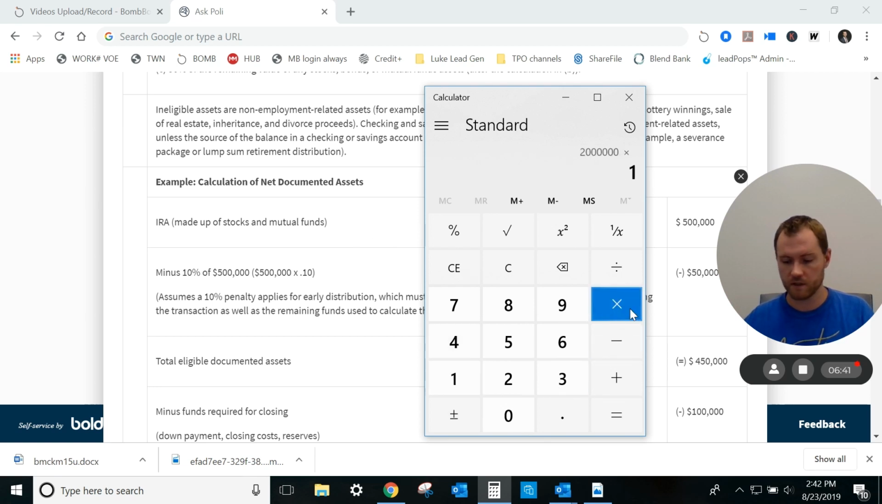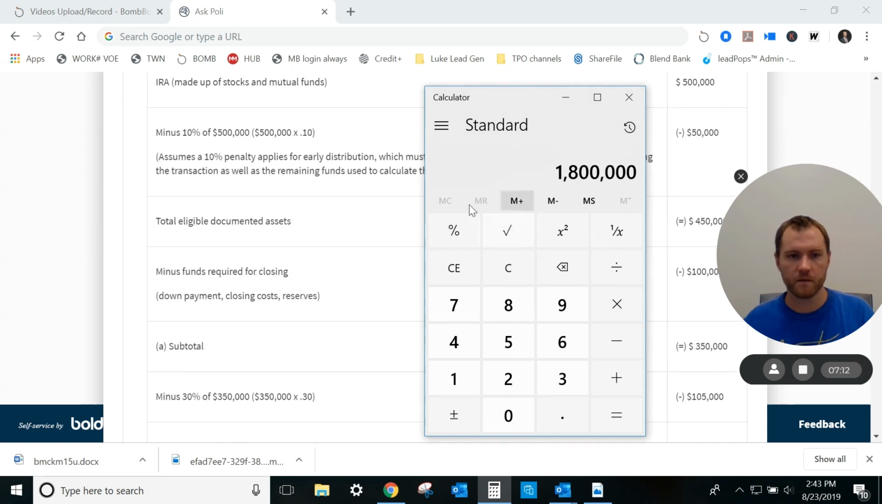So times 10%, 200,000. We're going to back that out, because if you're going to get whacked on that, that's a fee coming out. We're not going to be able to count it, because when it comes down to it, if you had to repay this whole thing, can you do it? That's what they want to true. They're trying to get to that true number. So we're going to take 2 million minus 200,000. All right, we're at 1.8. Now, that's your total eligible documented assets.